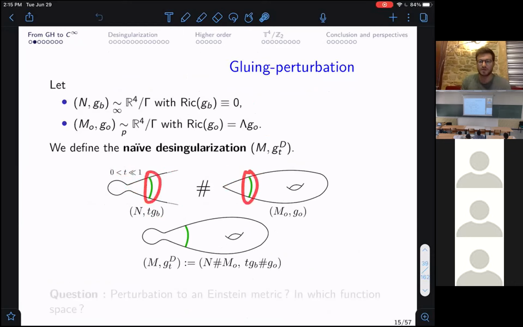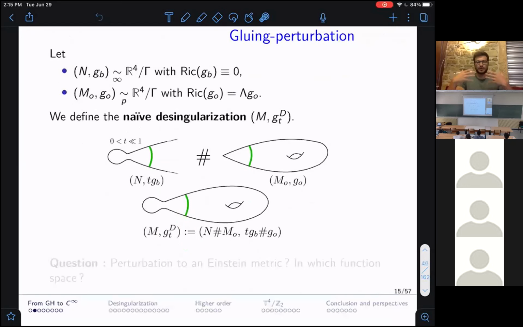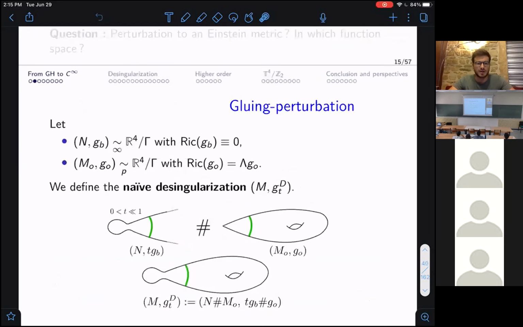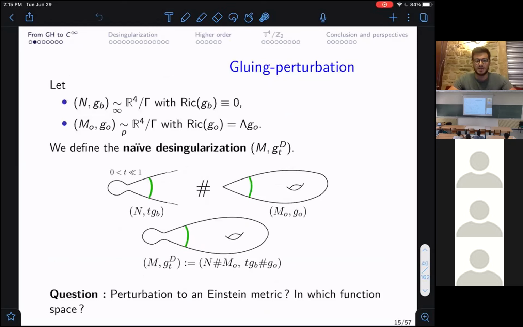So this is a completely dumb way to glue the two metrics. If I asked you to do it in the simplest way, you would have done exactly the same thing. So it's a very naive way, and I even call these desingularizations naive. And I'll denote them GDT for desingularization. And now we have our gluing. The question now is, can we perturb it to an Einstein metric? And this is always the much harder step.